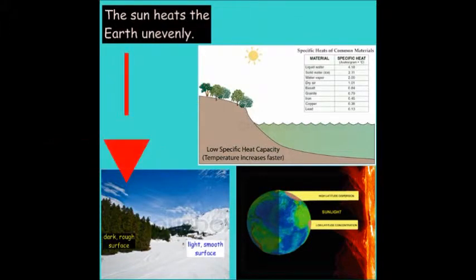The second reason is that the color and the texture of different surfaces of the Earth absorb and radiate heat better than other surfaces. And lastly, the angle of insolation from where the sunlight is hitting the Earth affects the temperature of the air above that surface. Now we're going to explore each of these three in a little bit more depth.